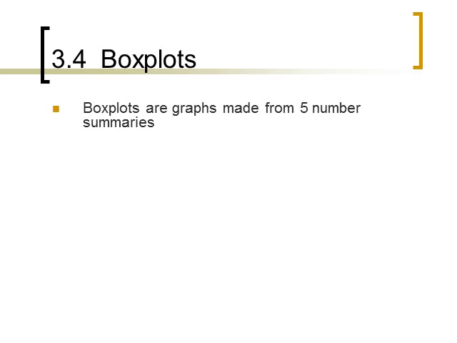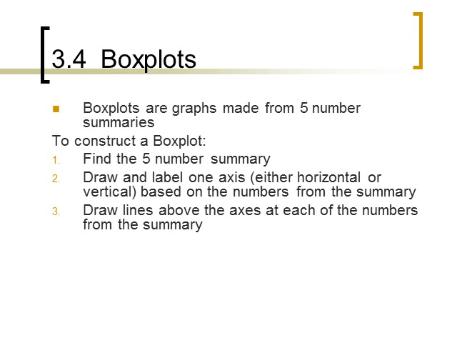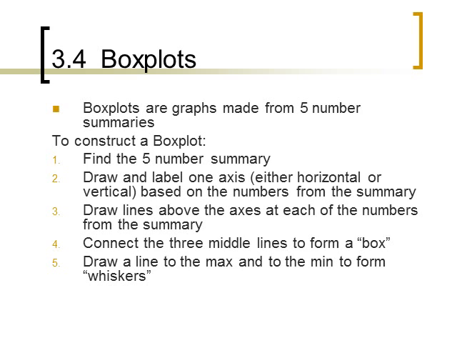Box plots are special graphs that are made from 5-number summaries. To construct a box plot, we find the 5-number summary that we just did 2 examples for. We're going to draw and label a horizontal x-axis. And what we're going to then do is create an appropriate scale. So maybe we go up by 1s or 5s or 10s to create an appropriate scale. And then we're going to connect the 3 middle lines and form a box that goes around the 3 quartile numbers. And then we draw a line out from the edges of the box and connect to the maximum number and the minimum number, and those are called the whiskers of the box.